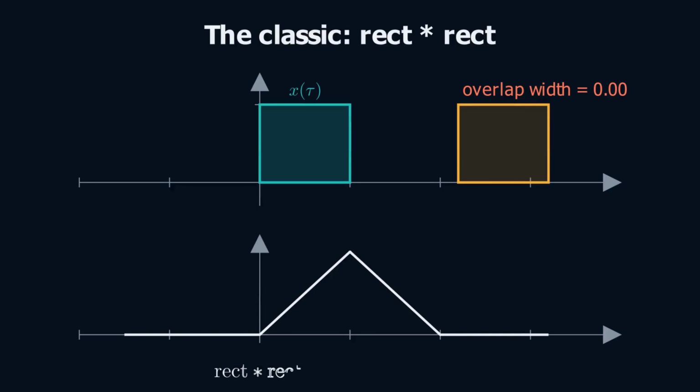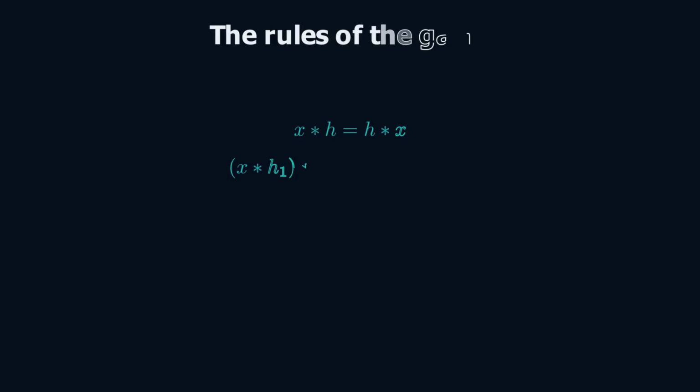Notice 2 things. Convolution smooths, the output is always gentler than the inputs. And the widths added, 1 plus 1 makes a triangle 2 wide. Hold on to that, it's your sanity check forever. 5 rules, each one a picture. Commutativity: either function can be the one you flip, always flip the simpler one. Associativity: 2 systems in cascade collapse into one with a single combined h. The impulse is the identity.